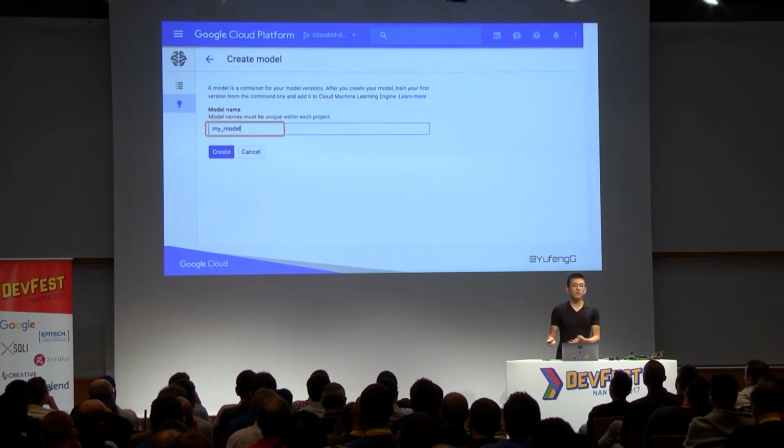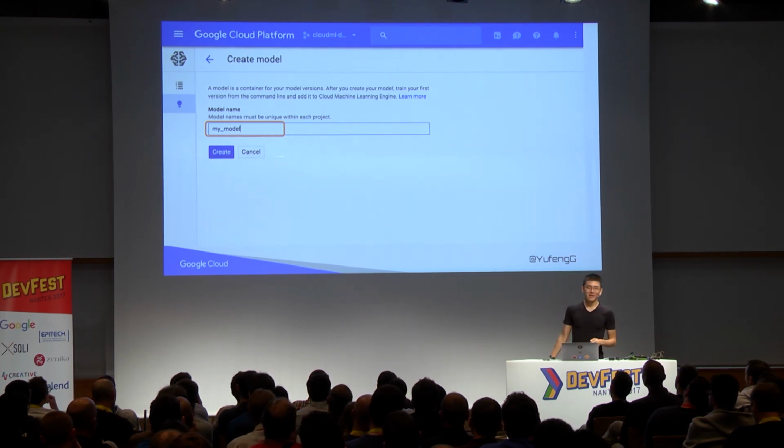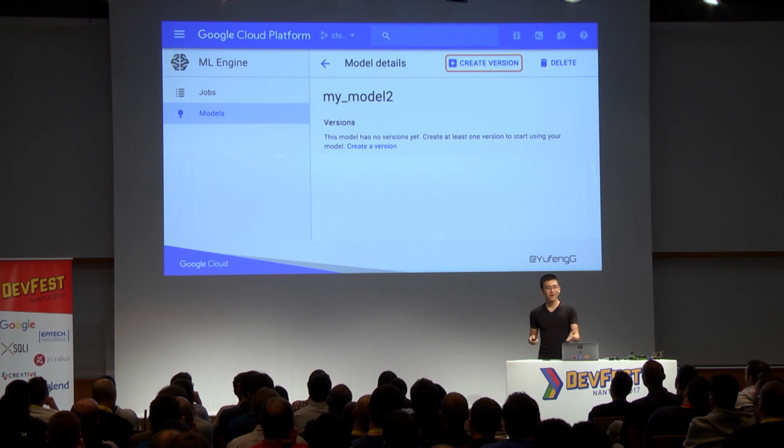So when you hit Create Model, all you do is give it a name. It's literally the only parameter you have to pass in. So you say, OK, create me a model. I gave it a name. It does nothing, right? So I have my model, no versions.